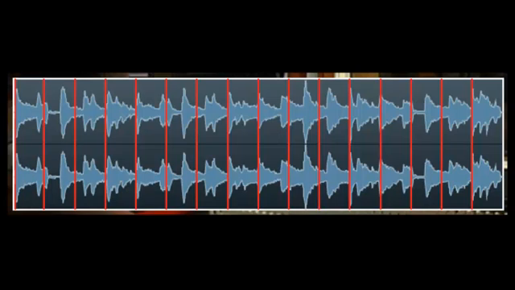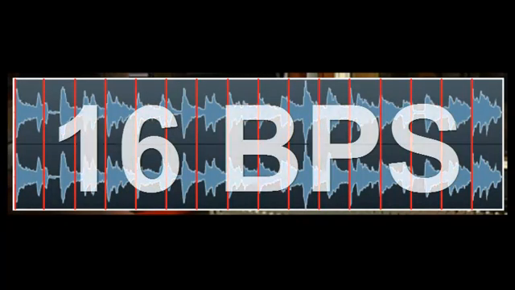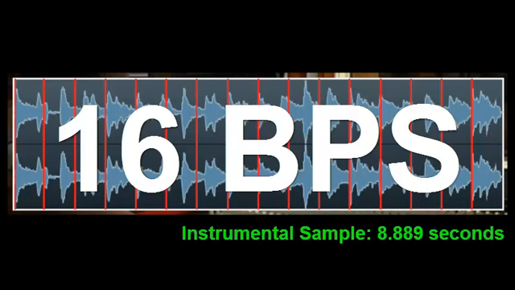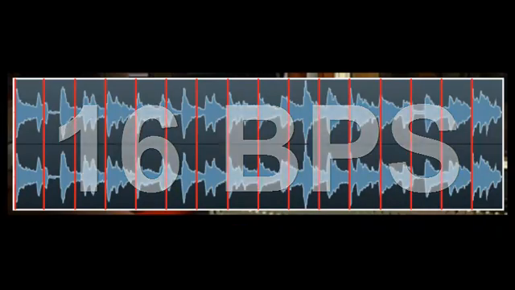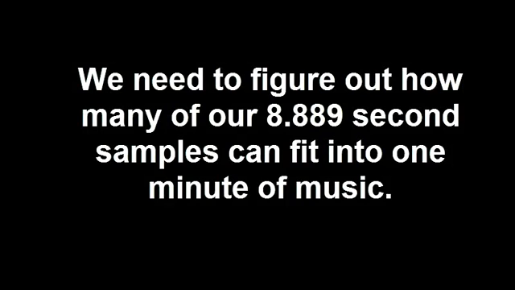How did you do? Were you able to calculate and count that there were 16 beats per second in this instrumental sample that lasts 8.889 seconds total? With our 16 beats per second, we now need to figure out how many of our 8.889 second samples can fit into 1 minute of music.